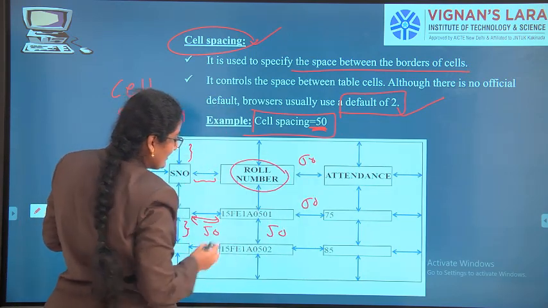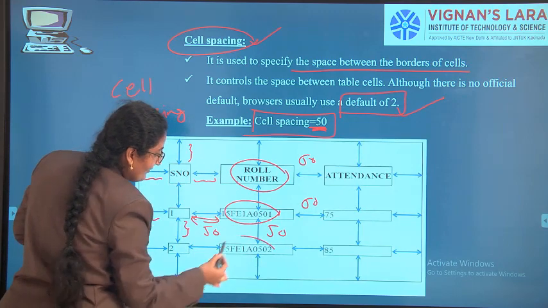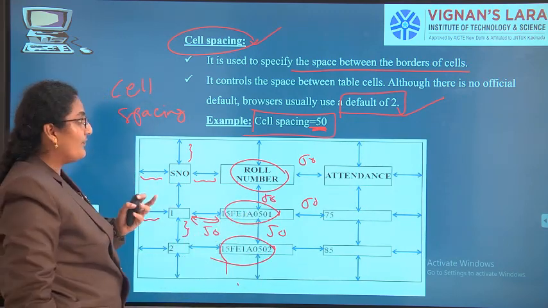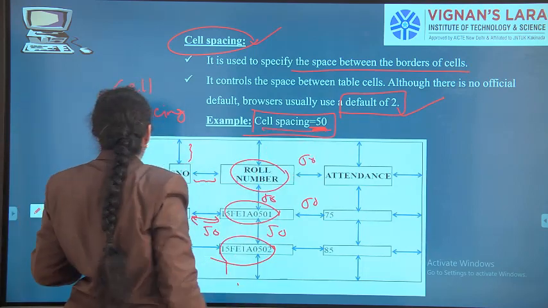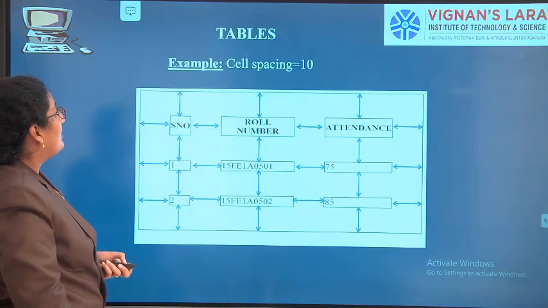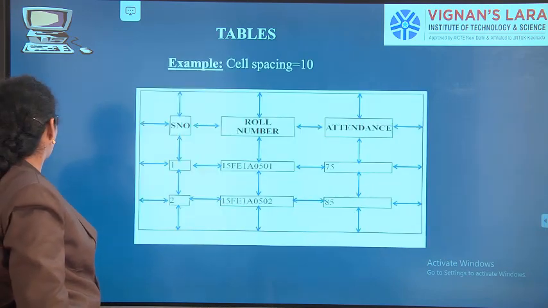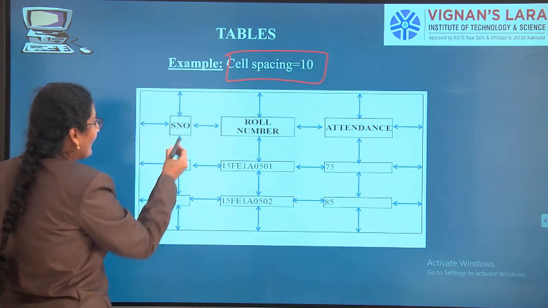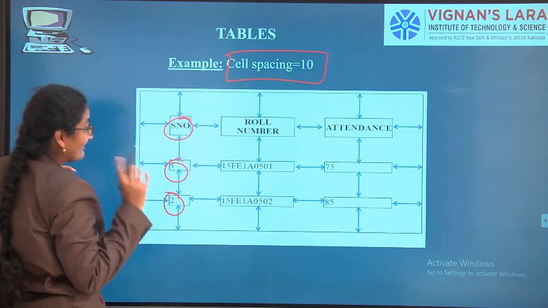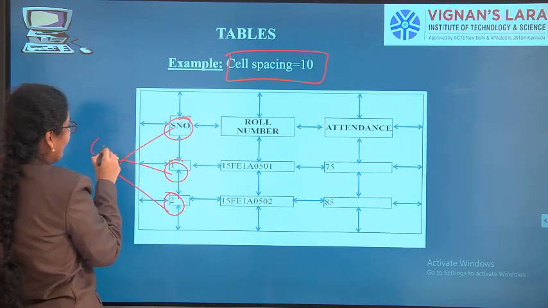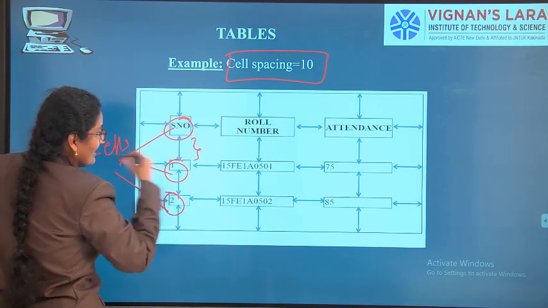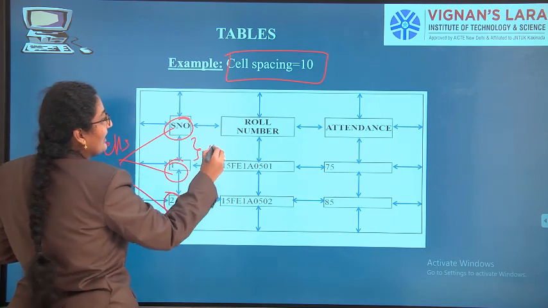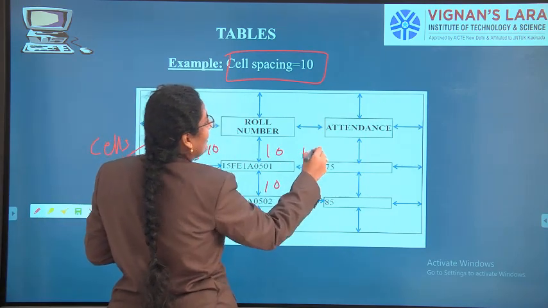See here, roll number is a cell. This 501 is a cell. 502 is a cell. So what will be the gap between these two cells? 50, since I have given cell spacing 50. If we give cell spacing 10, serial number, 1 and 2 are all cells. We can define this with the help of the cell spacing attribute. Here I have given 10 as cell spacing.